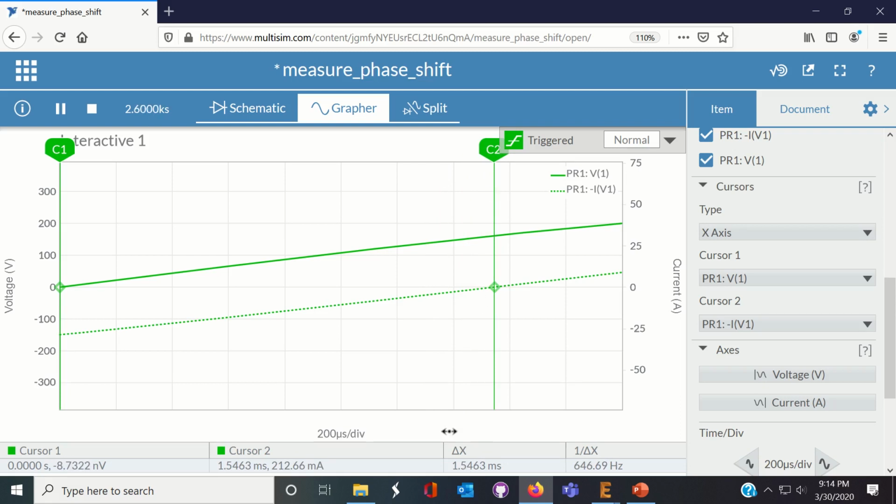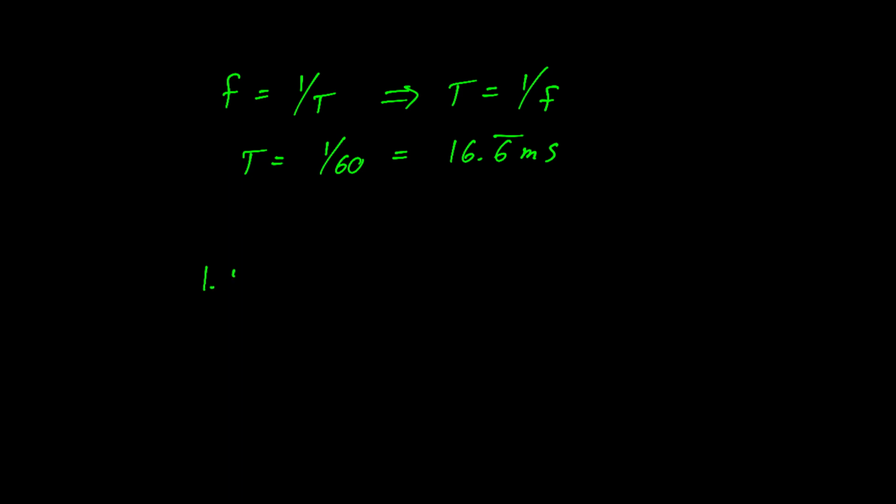When we do that, we see we get about 1.55 milliseconds. That is the difference, the time difference between the two cursors. If we go back to pen and paper, we know that this is a 60 hertz circuit, which means we should have about 16.6 milliseconds as the period.